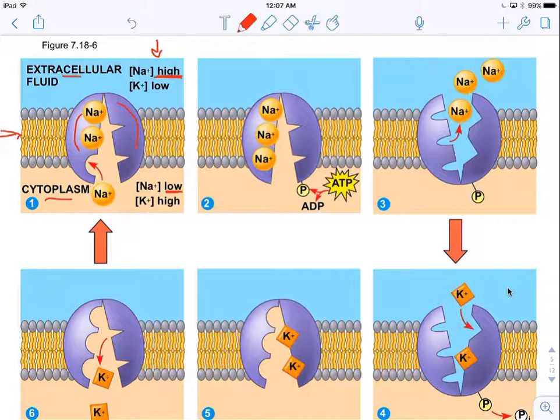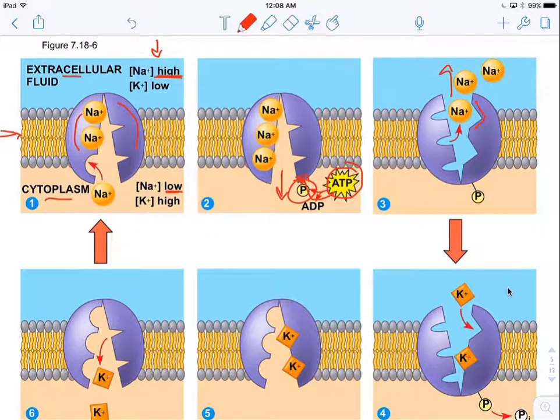Okay, so they bind. And the binding of them causes the hydrolysis of ATP, and a phosphate group gets transferred from ATP onto the sodium-potassium pump. This causes a conformational change, or a change in structure, and it switches from being open to the cell to being open to the extracellular fluid. Okay, different form, different function. So now the sodium binding sites push out those sodium ions to the exterior of the cell.